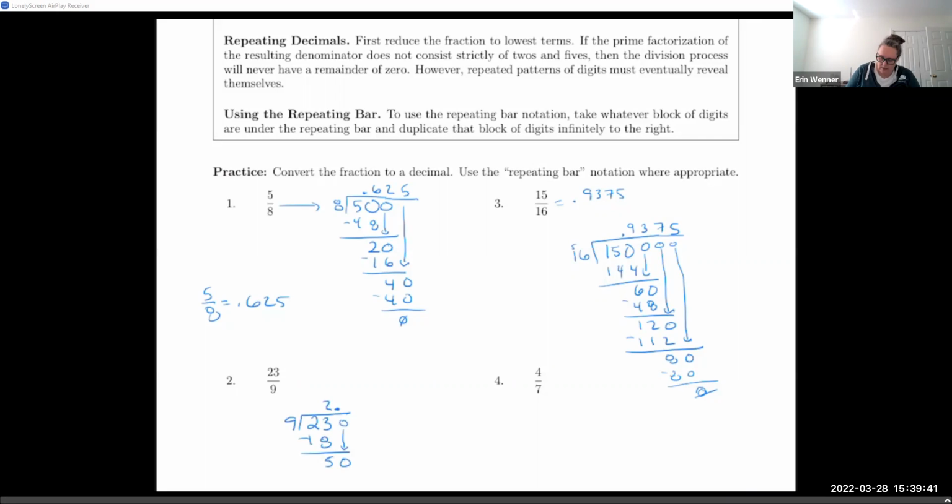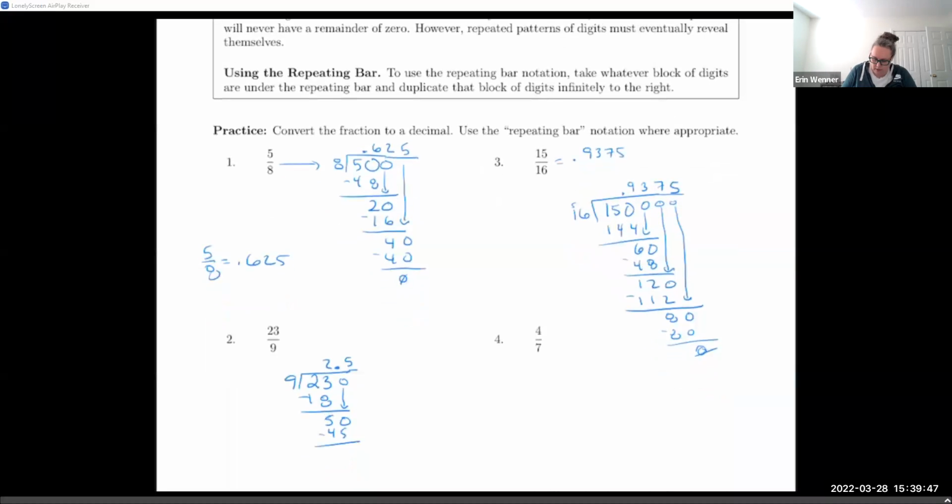So 9 goes into 50 5 times because 9 times 5 is 45. We subtract and we get 5 again. So we're going to add a 0 and bring it down. And you're like, well, wait a minute. We just did 50 divided by 9, because 9 goes into 50 5 times and we get 45. And oh my gosh, we start getting into this loop and we never will stop.